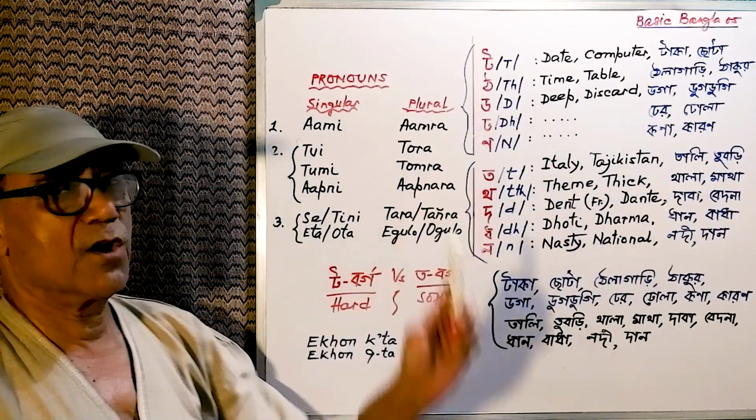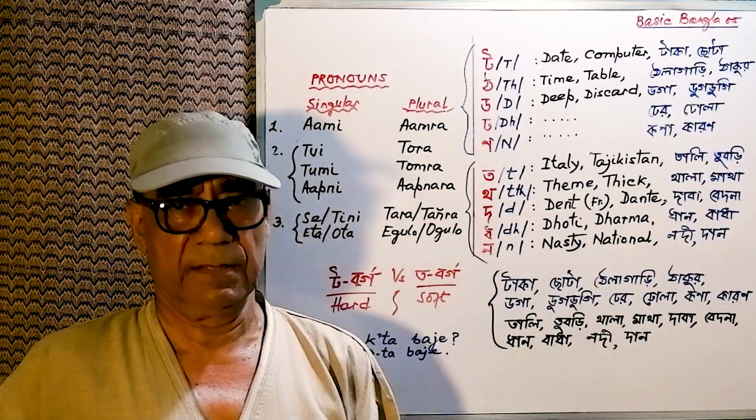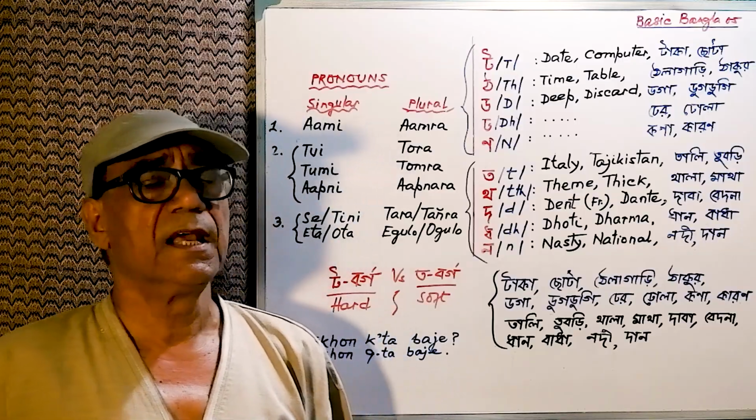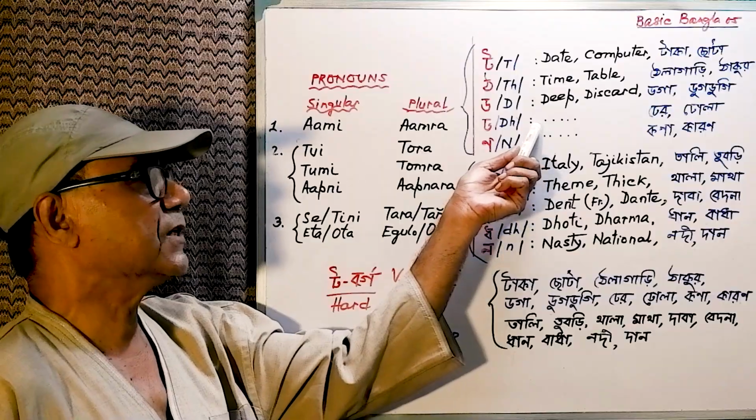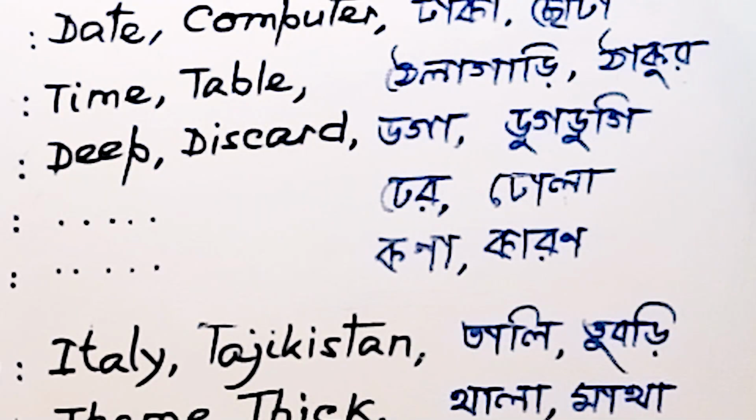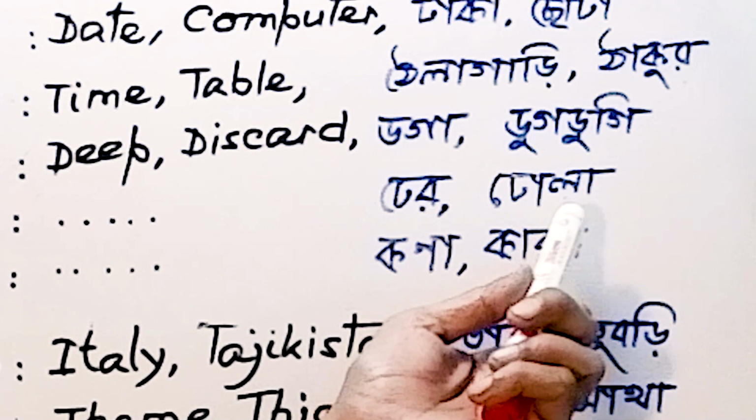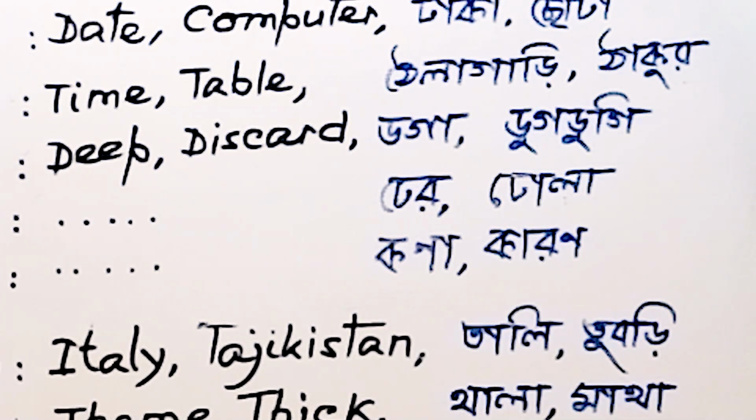Then dha sound. This sound is not available. Dha sound is absolutely not available in English. But in Bengali we have dher. Dher means onek, many. And dhola. Dhola means baggy, baggy pant, baggy shirt, etc.